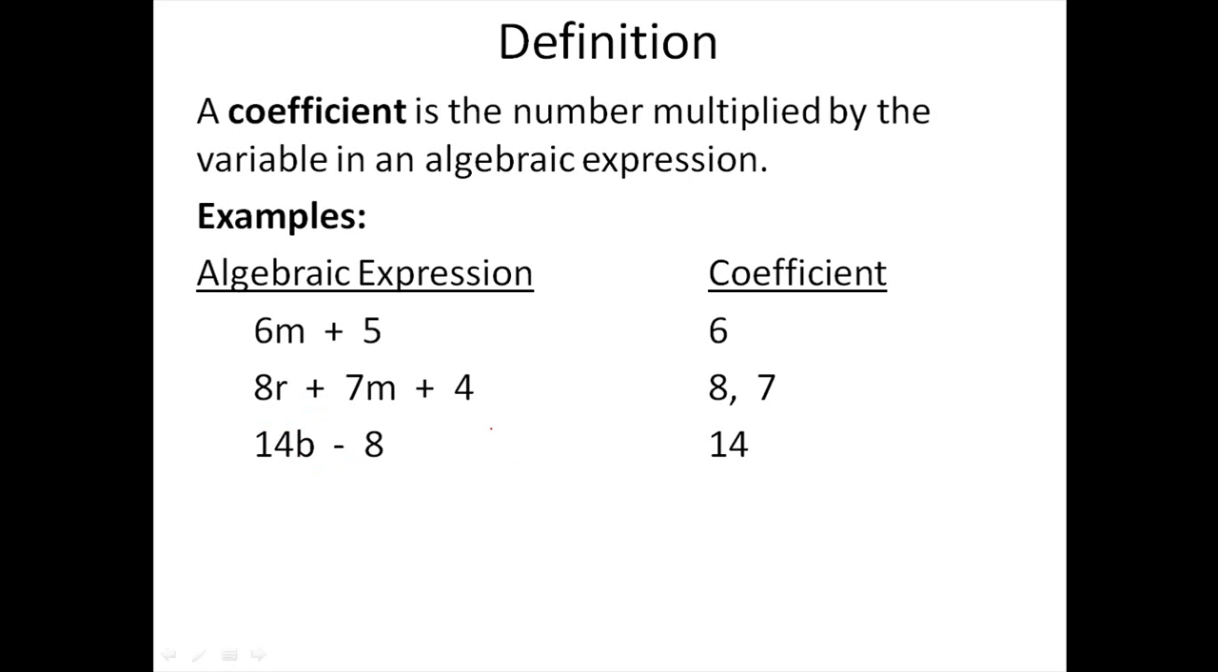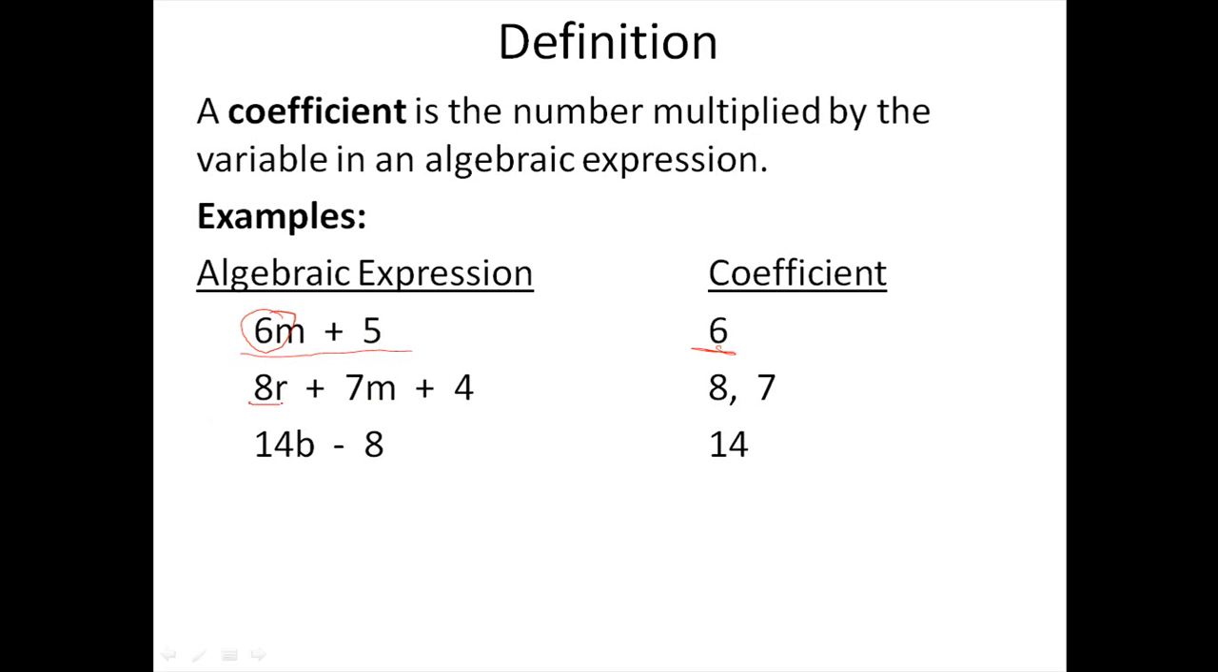The coefficient is the number multiplied by the variable in an algebraic expression. So in the example here, is an algebraic expression, 6m plus 5. 6, which is the coefficient of the variable, is called the coefficient.